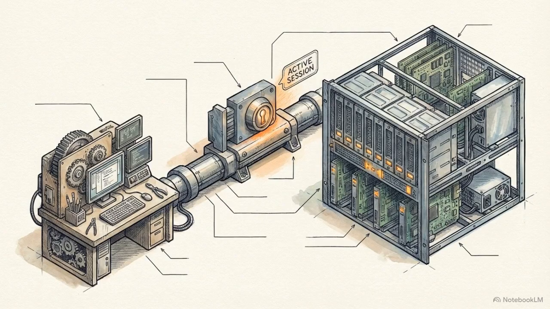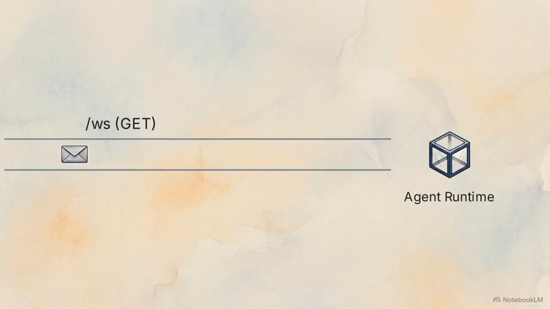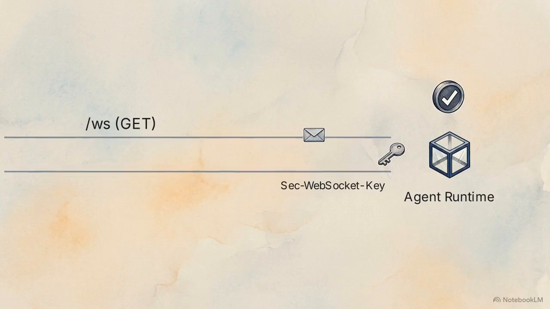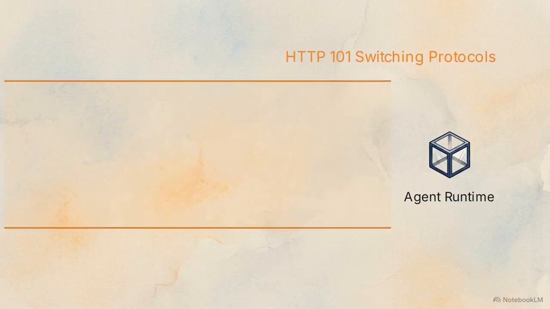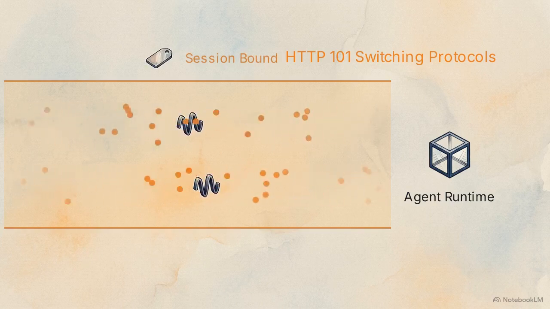Unlike the stateless interactions of the invocations path, the WebSocket connection is persistent and stateful. The connection begins with an HTTP GET upgrade request hitting the /ws endpoint. The request must include specific handshake headers, including Connection: Upgrade and the Sec-WebSocket-Key. The agent code returns response parameters to validate the handshake. By returning an HTTP 101 Switching Protocols response, the agent binds the session identifier to the tunnel, enabling simultaneous bidirectional data flow.